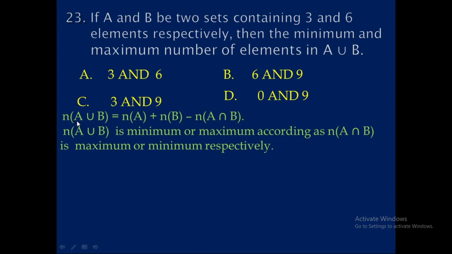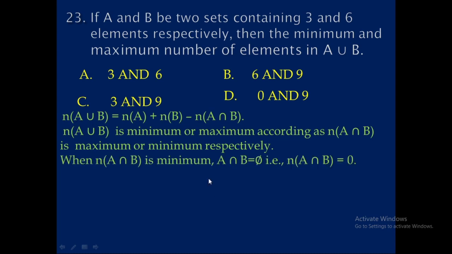When A intersection B is minimum, A and B must be disjoint sets. It means the number of elements of A intersection B is 0. We know that A and B are disjoint. N of A union B is equal to N of A plus N of B, that is 3 plus 6, its value is equal to 9. Therefore, the maximum number of elements of A union B is 9.